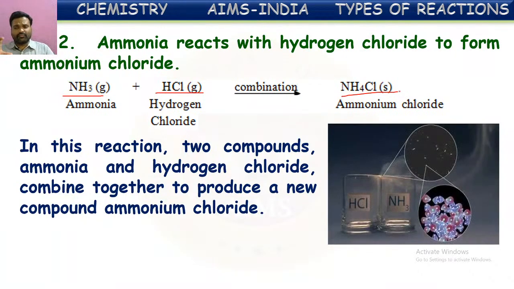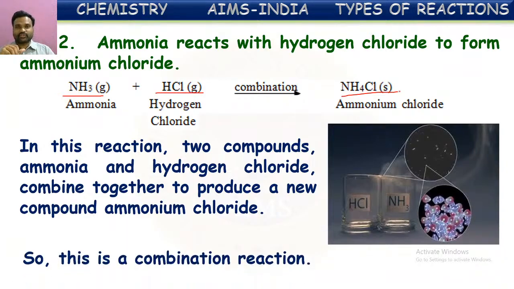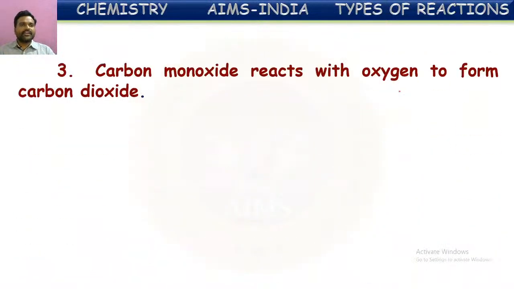The ammonium chloride formed appears as white dense fumes. Hydrogen chloride and ammonia are both colorless gases. When these two combine, white dense fumes form immediately between the two gases. That indicates the formation of ammonium chloride. So anyhow, it is a combination reaction between two compounds. Let us see one more example.